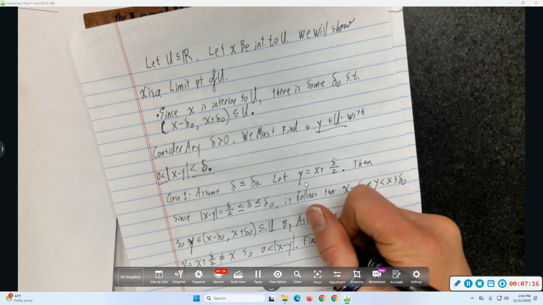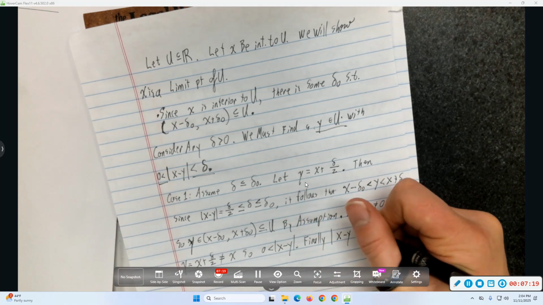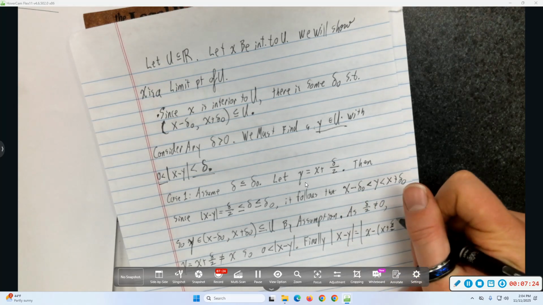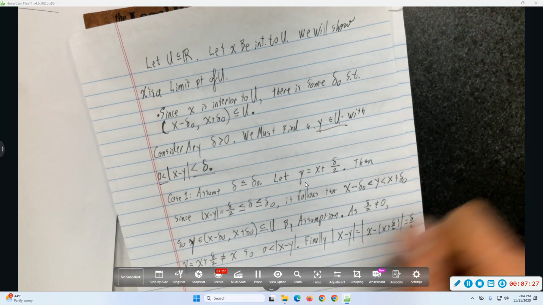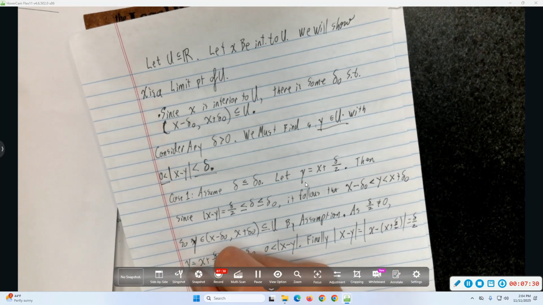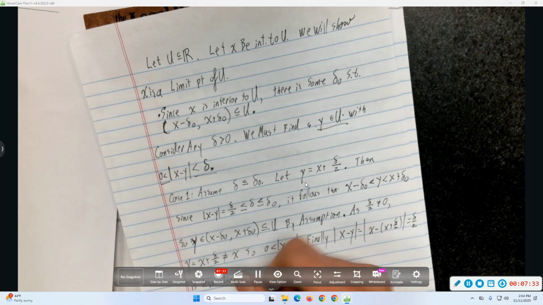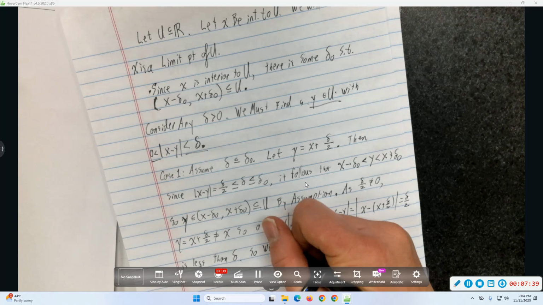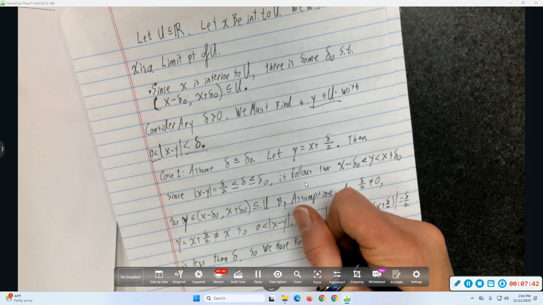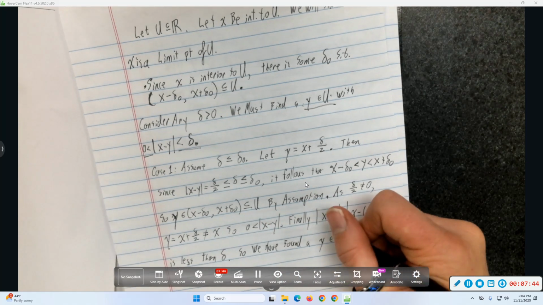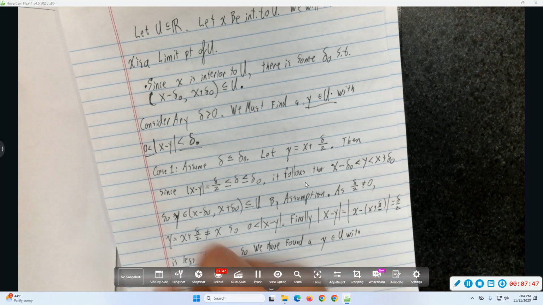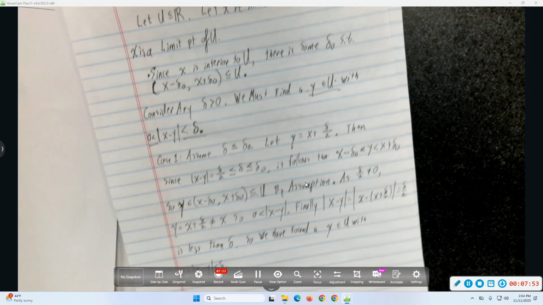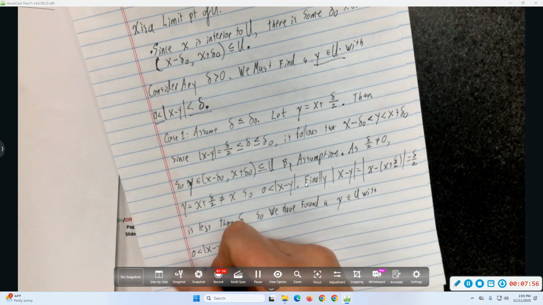Finally, absolute value x minus y is equal to the absolute value of x minus x plus delta over 2. Oh, that's just delta over 2, is less than delta. Oh, neat. So we have found a y in u with 0 less than absolute value x minus y less than delta. Oh, neat. So we're done with this case.